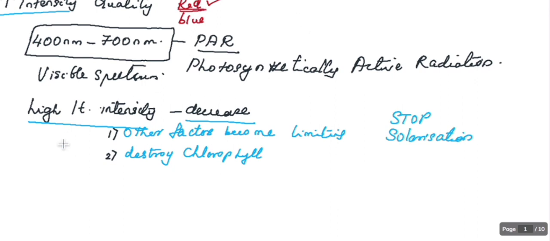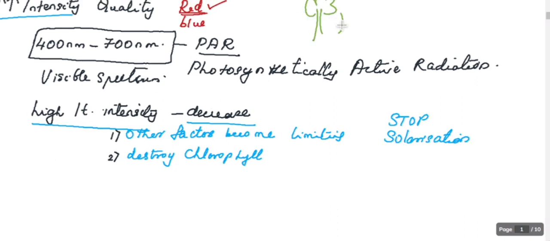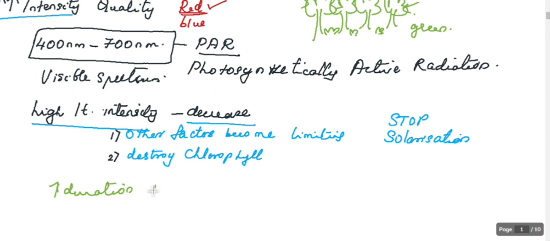But usually what happens in the canopy of a thick forest like a rainforest, you know, the huge trees are on top. So they will be absorbing all the red and blue wavelength. So the plants which are growing below will be getting only the green wavelength of light. So their rate of photosynthesis will be comparatively lesser and they are shade tolerant plants. Another one is the duration. Higher the duration, the rate of photosynthesis also will become high.